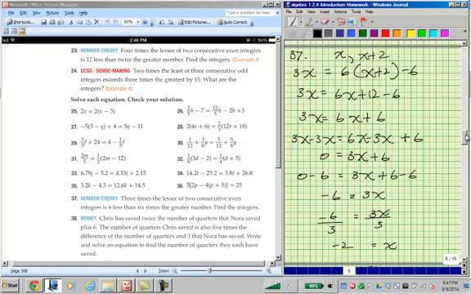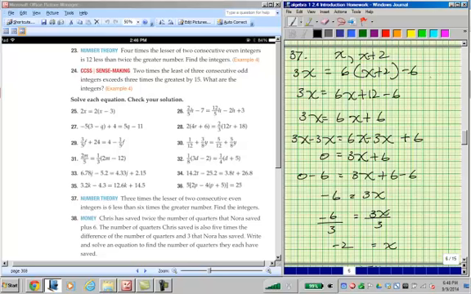3 times the lesser, that's 3x, equals 6 less than 6 times the greater number. So minus 6 is in there. 6 times x plus 2. So 3 times the smaller number is 6 less than 6 times the bigger number. And there it is, all translated into algebraic symbols.